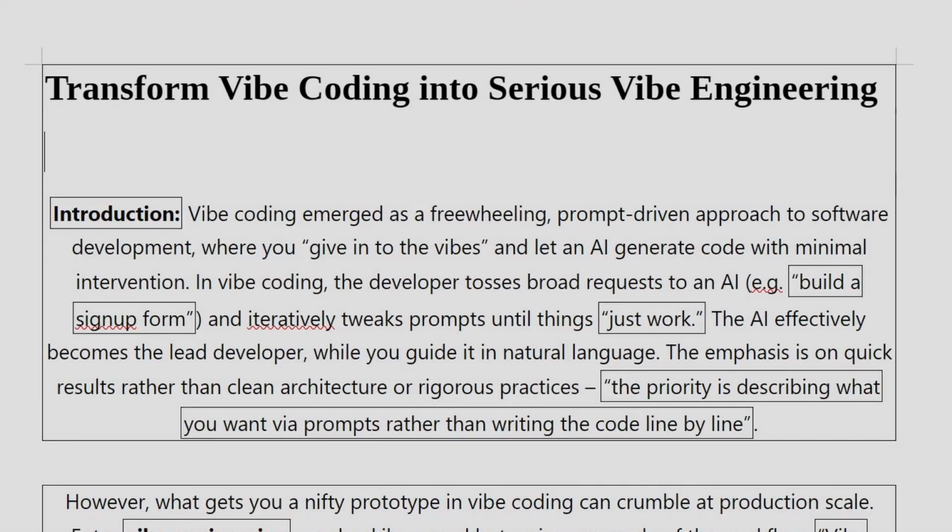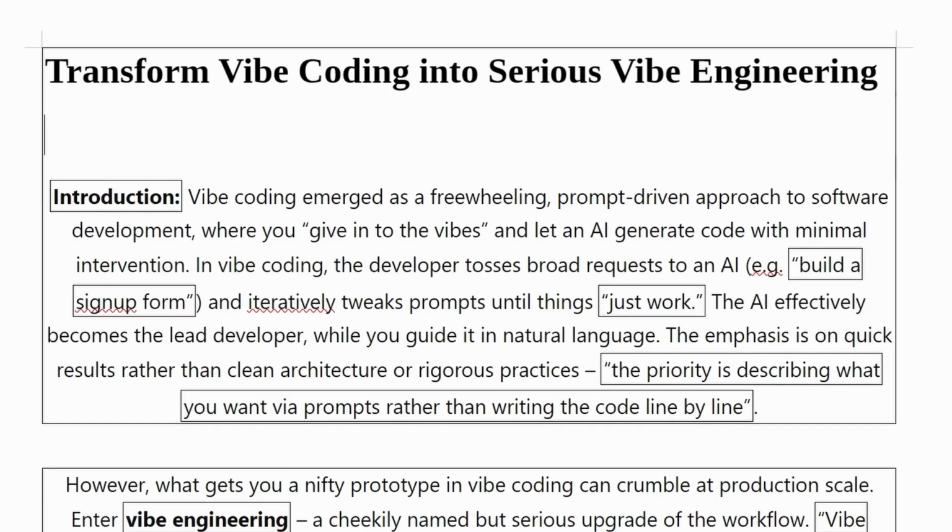The emphasis is on quick results rather than clean architecture or rigorous practices. The priority is describing what you want via prompts, rather than writing the code line by line. However, what gets you a nifty prototype in vibe coding can crumble at production scale. Enter vibe engineering, a cheekily named but serious upgrade of the workflow. Vibe engineering establishes a clear distinction from vibe coding.